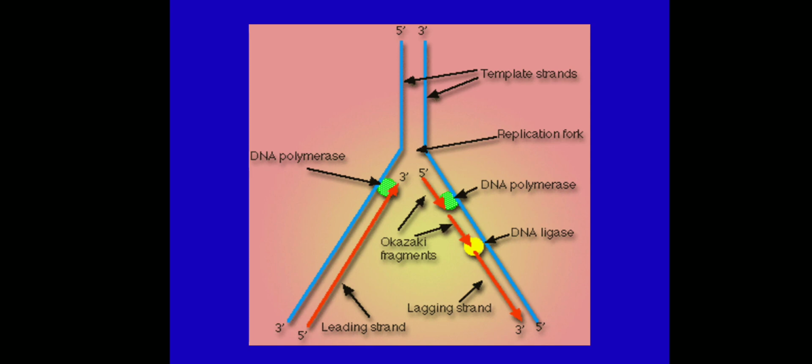Each fragment is started with the RNA primer, and DNA polymerase then adds a short row of DNA bases in the 5' to the 3' direction. The next primer is then added further down the lagging strand. Another Okazaki fragment is then made.